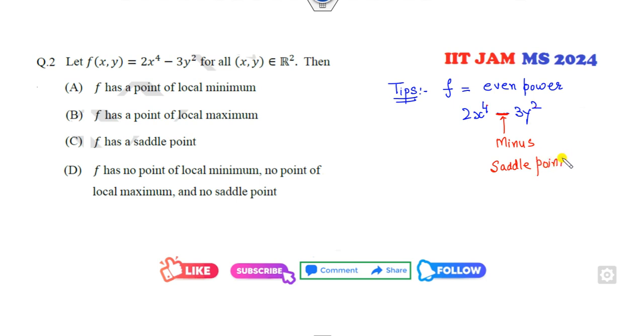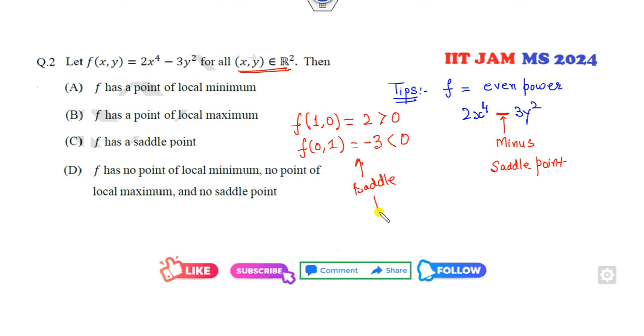You can easily see the meaning of the saddle point. If I simply take 1 comma 0, the answer is 2, which is greater than 0. But if I take 0 comma 1, the answer will be minus 3. So for some points it's greater than 0, for some points it's less than 0. What does it mean? It is neither maxima nor minima. That means it has a saddle point. So this is the right answer of this problem.